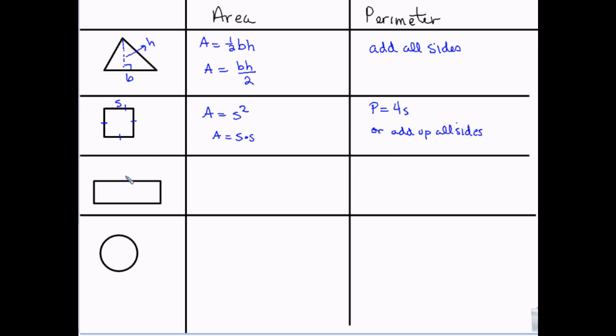If you have a rectangle, you have a length and a width. So the area is length times width. And the perimeter is 2 times the length plus 2 times the width. Or you can just add up all the sides.